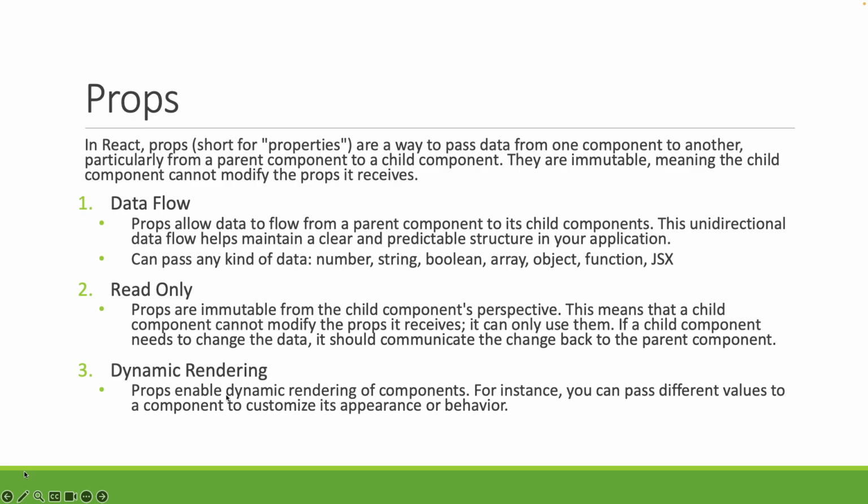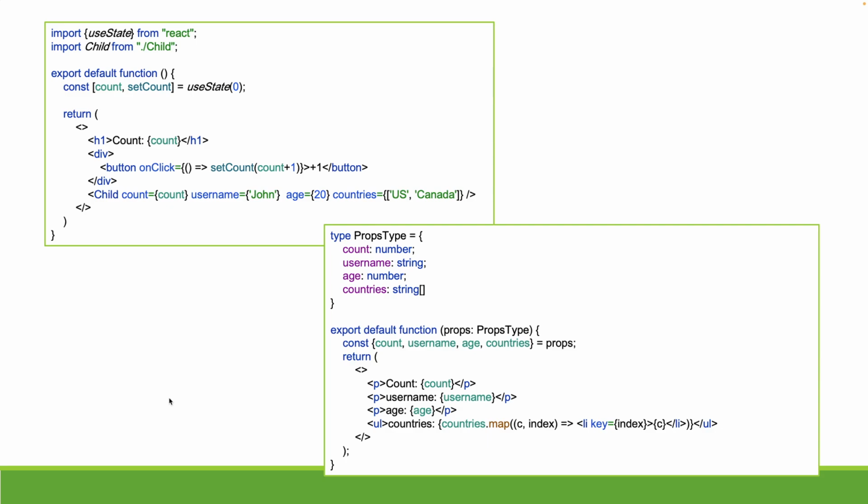Props enable dynamic rendering of components. You can pass different values to a component to customize its appearance or behavior. And props also make our components reusable. Suppose I have an image gallery and I make it a component, and then I pass different types of images. Your UI is going to change, but we only have one copy of the component, and it can be used for different cases based on the props or data we pass to it. Now we will give a demo about props.